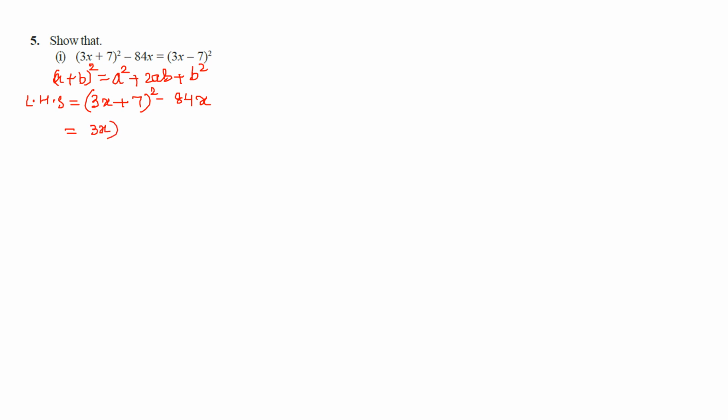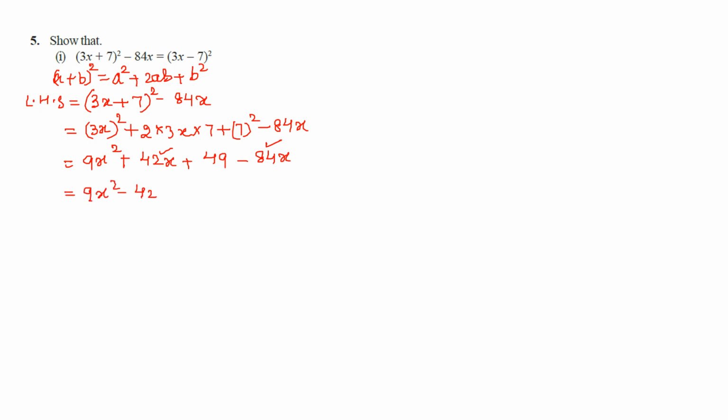So it will be (3x) whole square, which is a square, 2 into 3x into 7 plus 7 whole square minus 84x. Now (3x) whole square will give me 9x square plus 2 into 3, 6, 6 into 7, 42x plus 49 minus 84x. If there is any like term, we have to combine. So here you can see 42x and minus 84x. So 42 minus 84 will give me minus 42x plus 49. So this is my LHS.